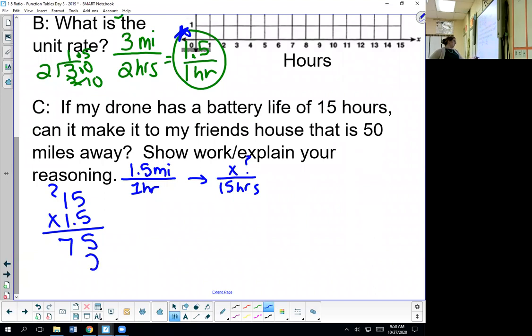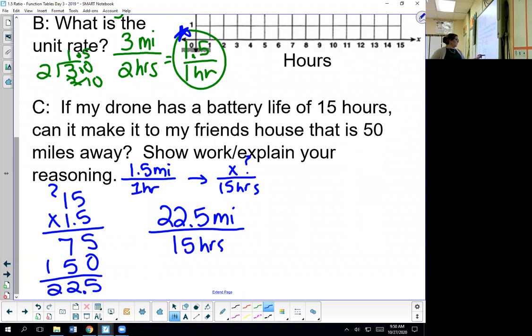you have 75, 0, 5, 1. It's 225. I should remember that one. And then move the decimal. I'm going to go 22.5 miles in 15 hours. Am I going to make it there? No. My drone's not going to make it there. So, no.